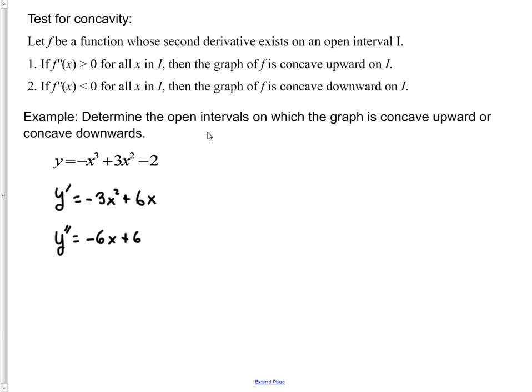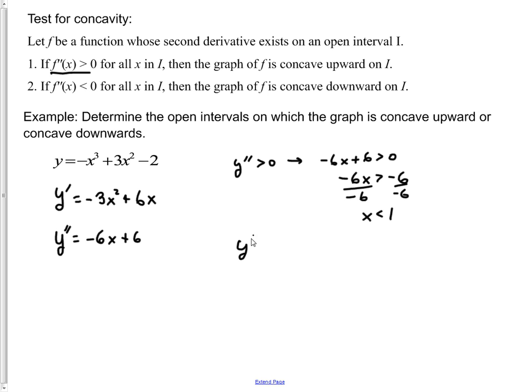So now we might ask, where is f double prime of x greater than 0? So we would say that the second derivative is greater than 0 whenever the expression negative 6x plus 6 is greater than 0. That's not a hard one to solve. We remember solving inequalities. We could subtract 6 from both sides and find that negative 6x is greater than negative 6. And if we divide by negative 6 to isolate x in this case, of course we change the direction of the inequality symbol. And so whenever x is less than 1, we're going to have a concave upward shape.